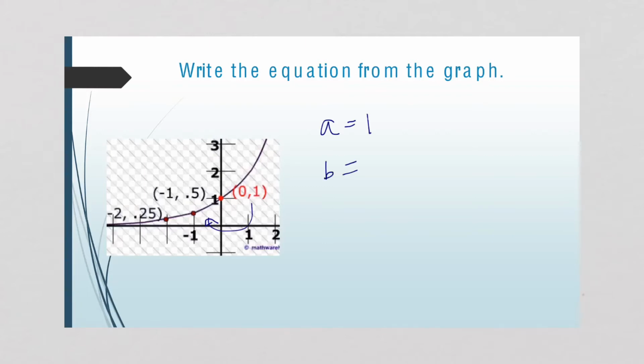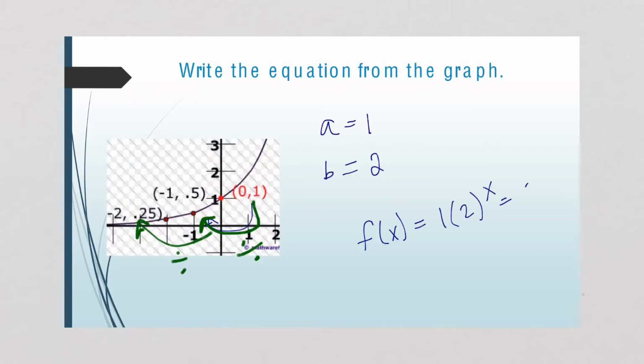When we do our rates, we take a look here, and we are going to divide from 0 to negative 1. Divide here, so I'm doing 1 divided by 0.5. 0.5 divided by 0.25. So here I see that B equals 2. So my function is f of x equals 1 times 2 to the x. Or simply just 2 to the x.